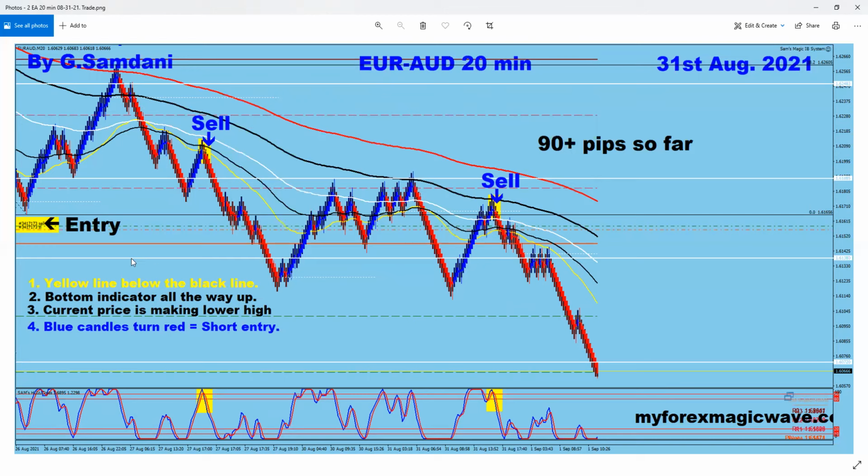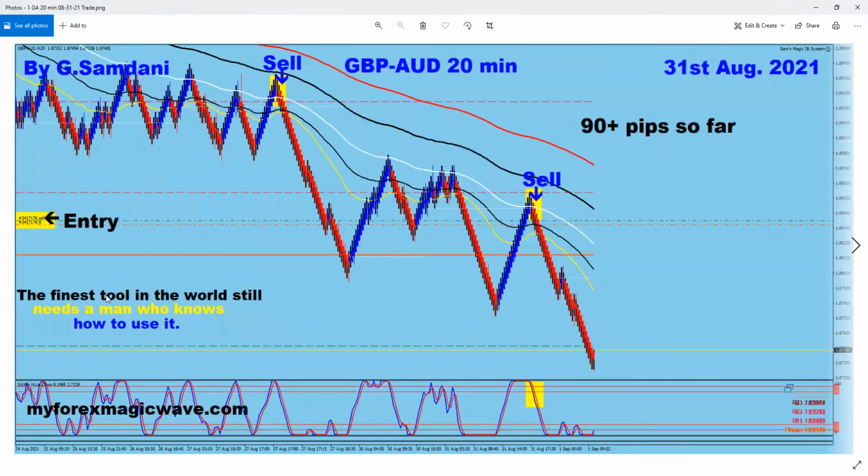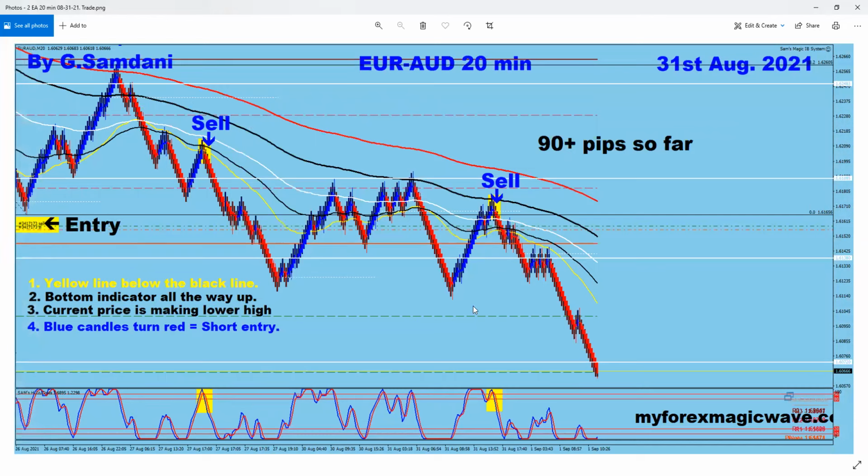Here I wrote different things, the conditions under which I pull the trigger and open the trade. The first condition: the yellow line is below the black line. The bottom indicator has to be all the way up, turning to the downside. Current price is making a lower high for a short, and a higher low for a long. And then for a short, blue candles turn red. So blue turns red, and I open the trade here.